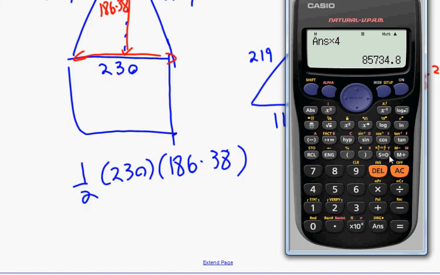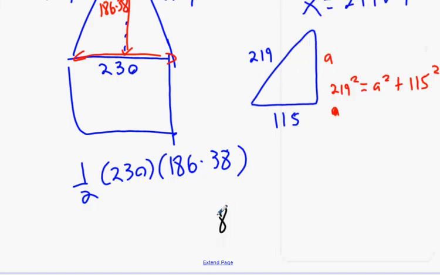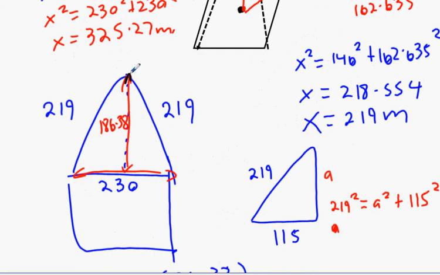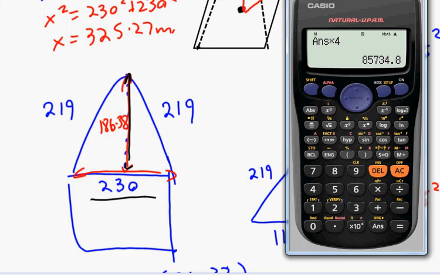I used the right angle triangle to get the height. And then the area of the triangle is half base by height, so it's the full thing. Okay, and we are done with that one.